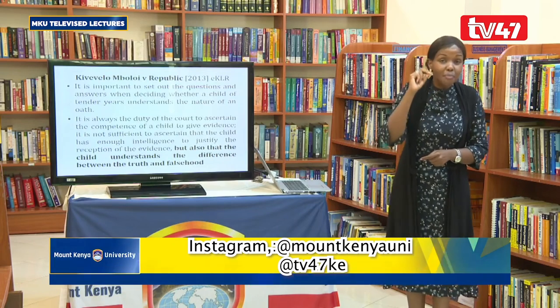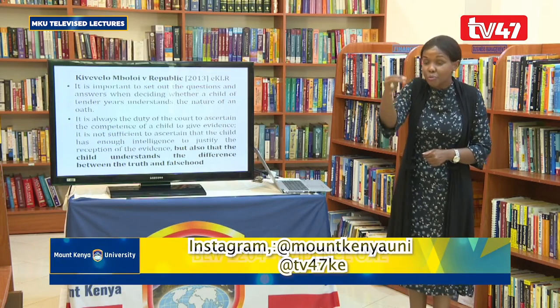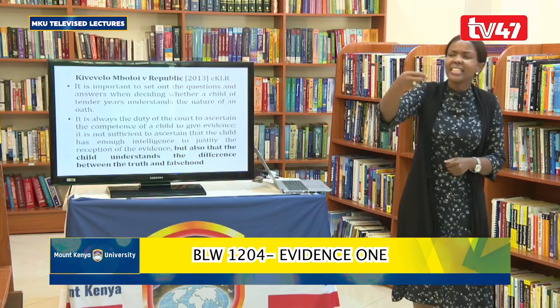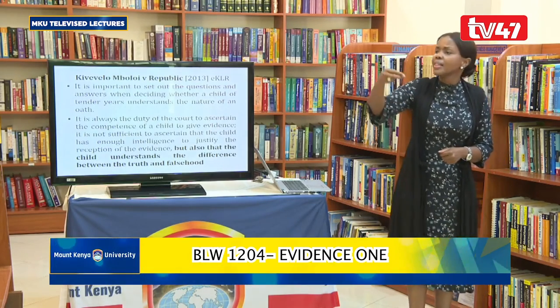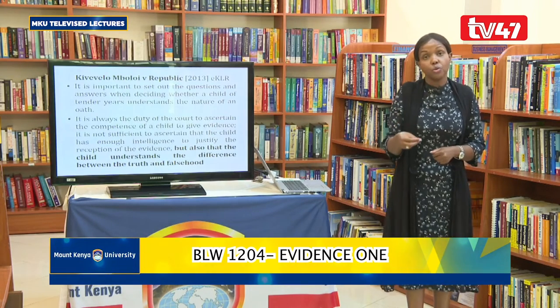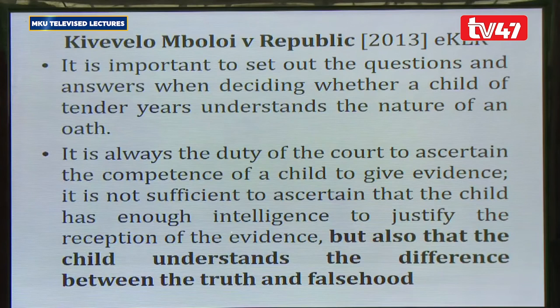The second one is they must also ask questions to find out, do you understand that if I decide to have the oath administered on you, what the oath means to you? So among children, the magistrate or the judge must go a step further and ask questions with regard to, do they understand what an oath is? They must be able to. So it goes deeper. Questions of perhaps, unaenda kanisa gani?